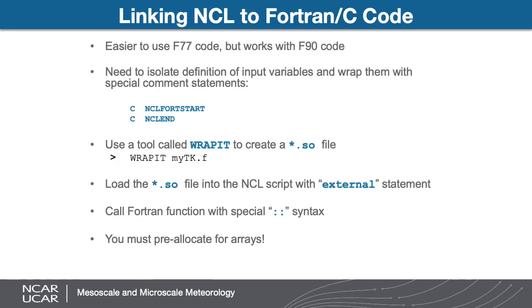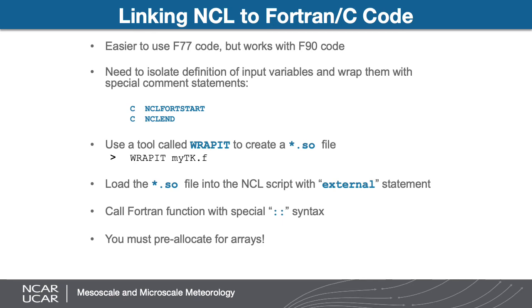So it is easier to use Fortran 77 code, but it can work with F90 code if you so desire. One thing you need to do is isolate the definition of input variables and wrap them with special comment statements, which are like NCL Fort Start and NCL End. And then we will use a tool called wrapit to create a .so file. You just run it from the command line. It comes with your NCL binary. You'll just type wrapit and your Fortran script. And then you'll have to load the .so file into the NCL script with an external statement.